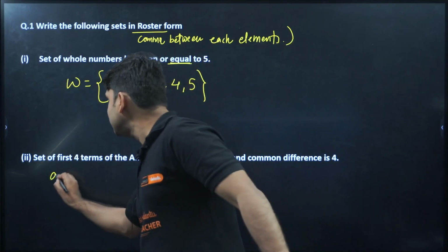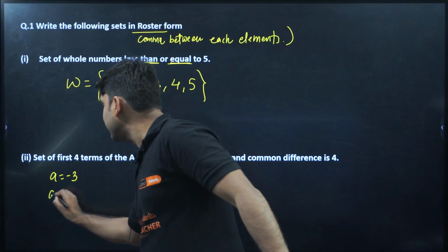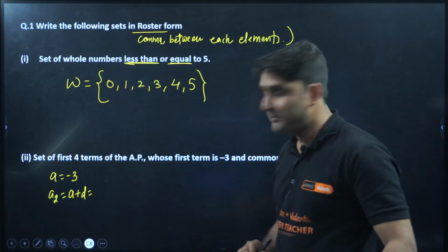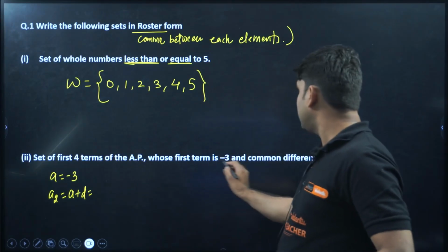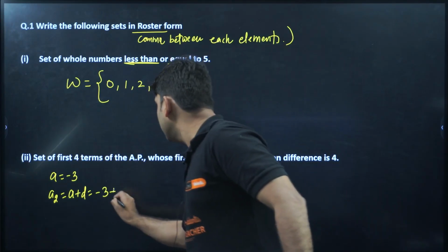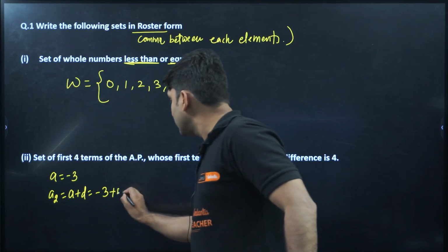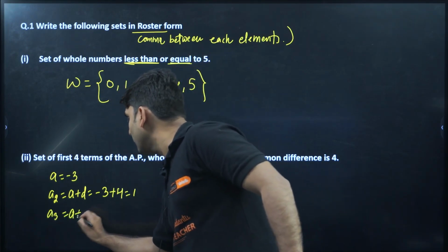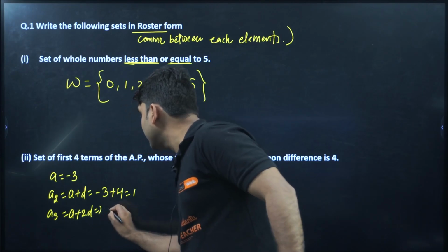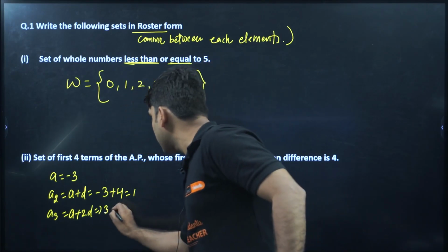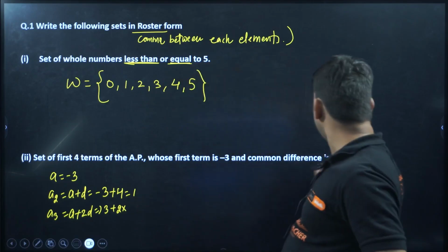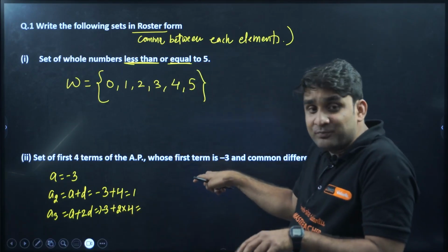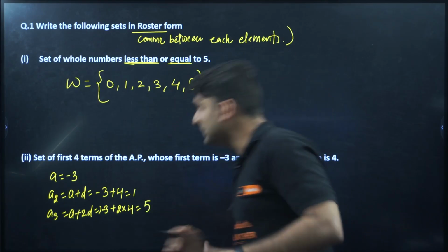So look, set of first 4 terms of an AP whose first term is -3. So my dear, if first term is -3, what will be the second term? Second term will be A plus D. This is the formula in AP, and A we have first term is -3 and D we have 4. So 1 will come. Similarly, third term, for third term formula will look like A plus 2D, right? So A we have -3 plus 2 into D we have 4. 4 2 ja 8. -3 plus 8 will be plus 5.